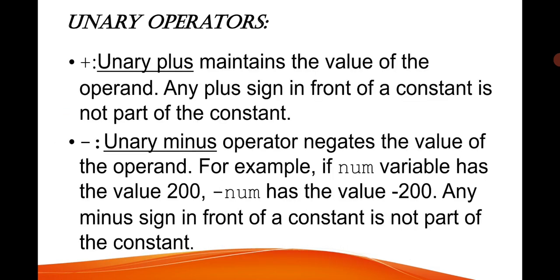Unary operators. Plus: unary plus maintains the value of an operand. Any plus sign in front of a constant is not part of the constant. Minus: the unary minus operator negates the value of the operand. For example, if the num variable has the value 200, minus num has the value minus 200. Any minus sign in front of a constant is not part of the constant.